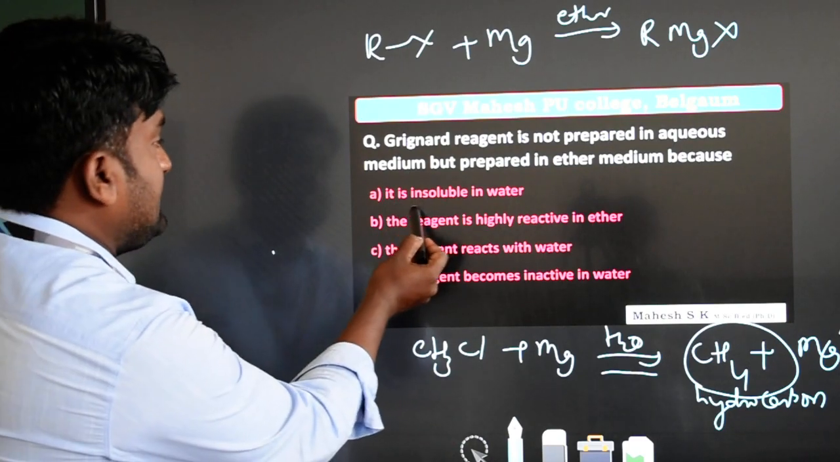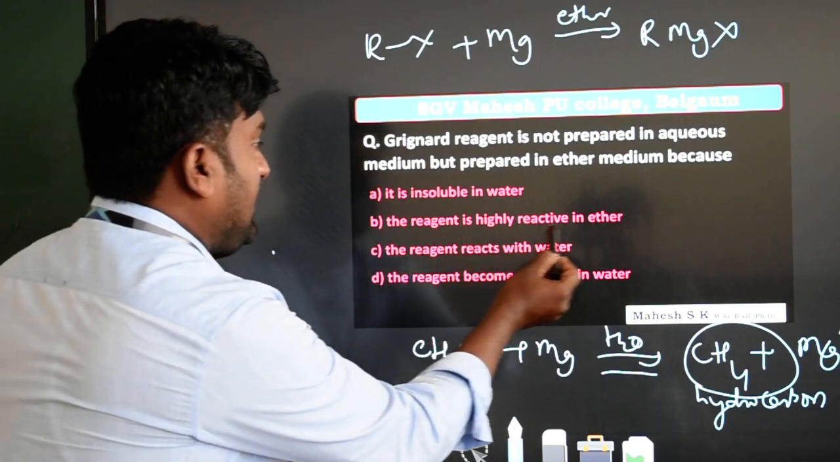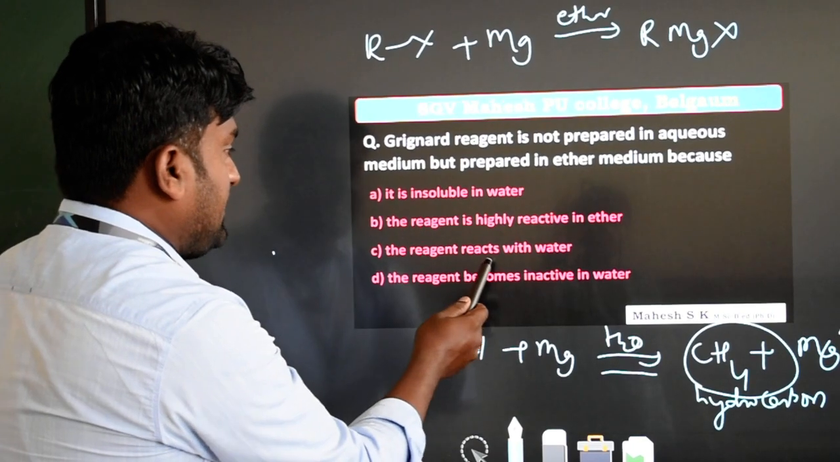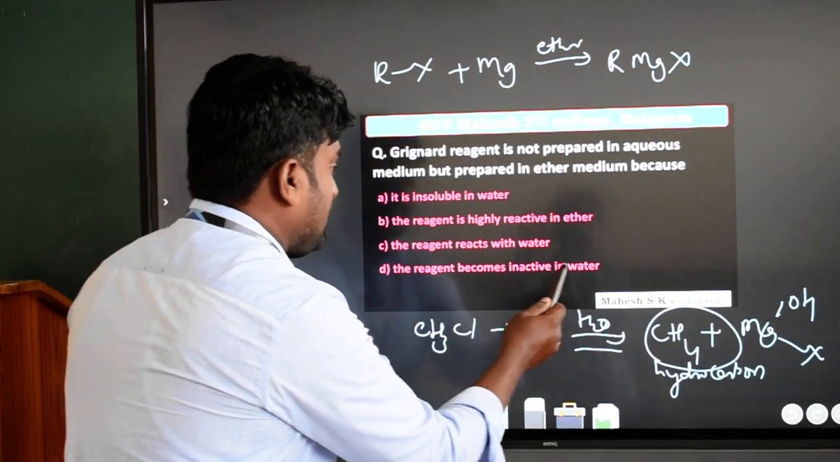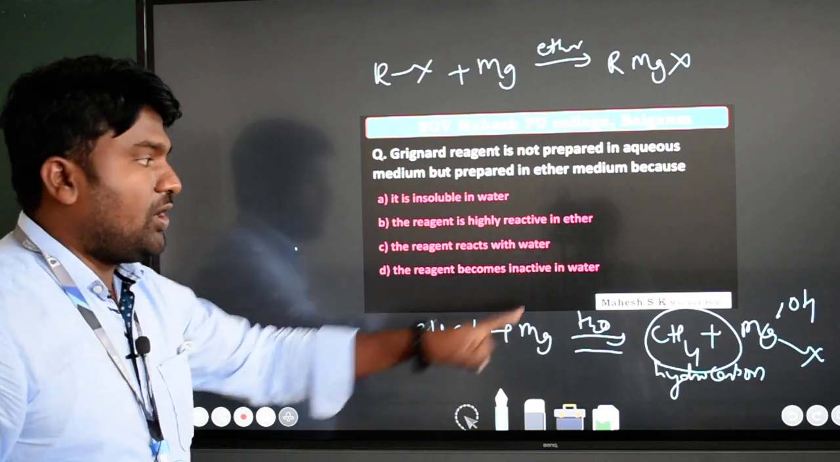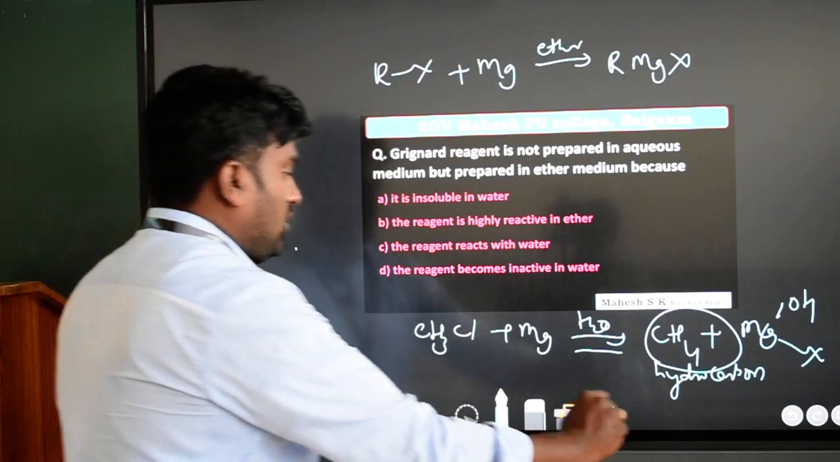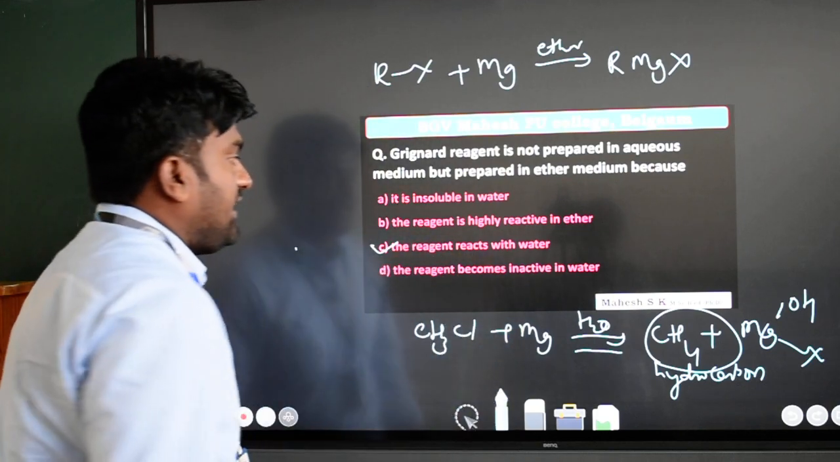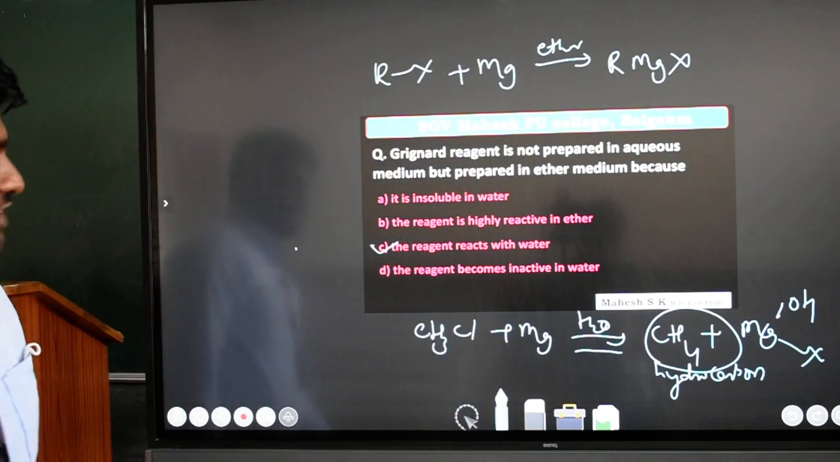See the options. It is insoluble in water. The reagent is highly reactive in ether. Then the reagent reacts with the water. The reagent becomes inactive in water. Then the reagent reacts with water, and it forms a hydrocarbon. That is the correct answer. Then I will go with the next question.